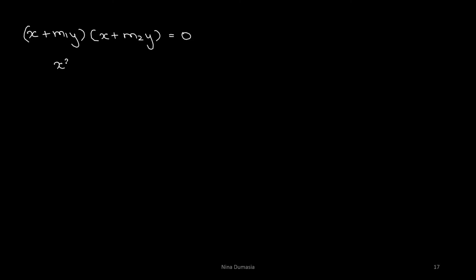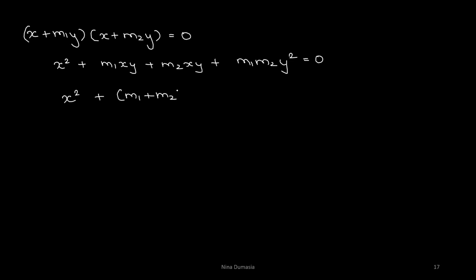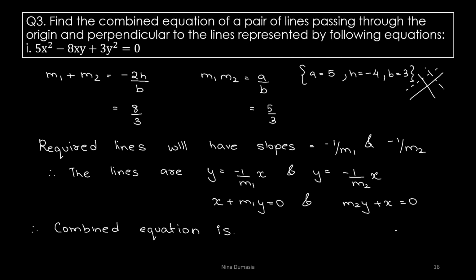Now this gives us x square plus m1xy plus m2xy plus m1 into m2 y square is equal to 0. So therefore this is x square plus m1 plus m2 into xy plus m1 into m2 y square. हमें ऑलरेडी पता है what is the value for m1 plus m2 and m1 into m2, that is 8/3 and 5/3. हम बस इसको इधर लिख देते हैं.